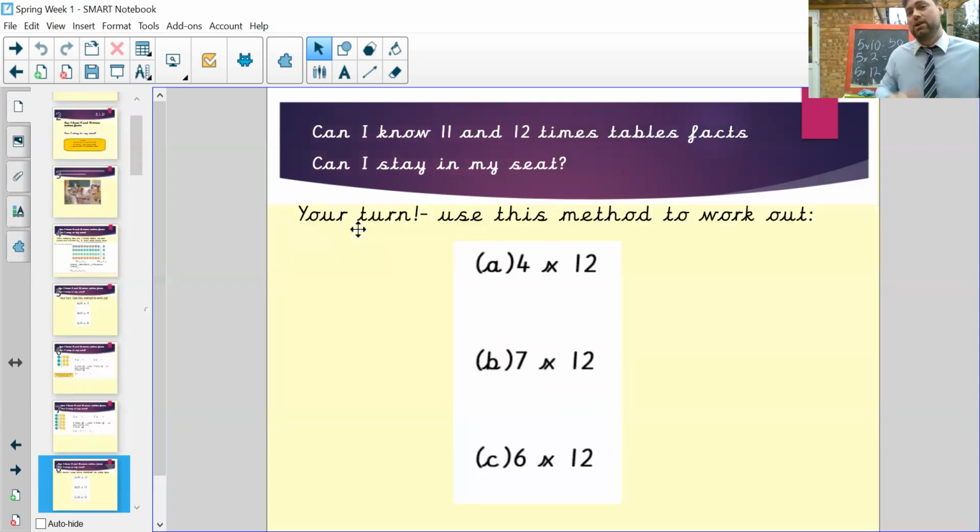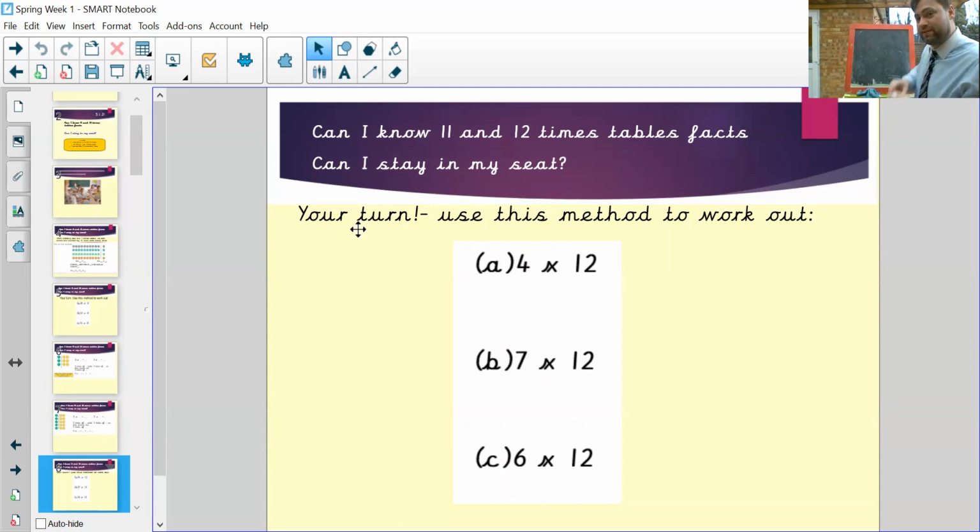It's now your turn. Use that same method to work out these questions on the board. Please pause the video, because I'm going to do the answers. Pause the video and work them out using that method of times in 10 first, and then add and then times them by the 2 after. So question number 1, 4 times 12.